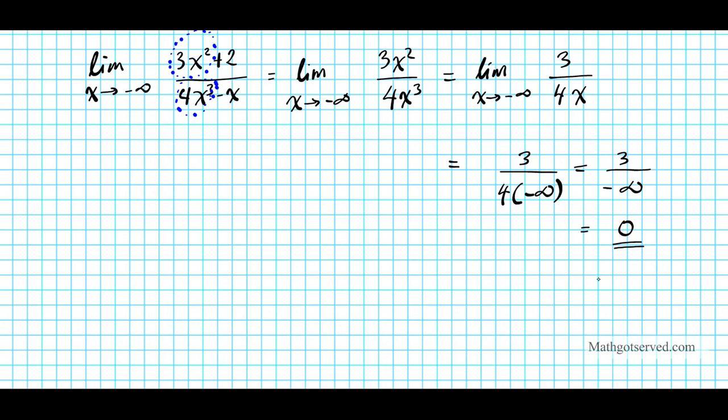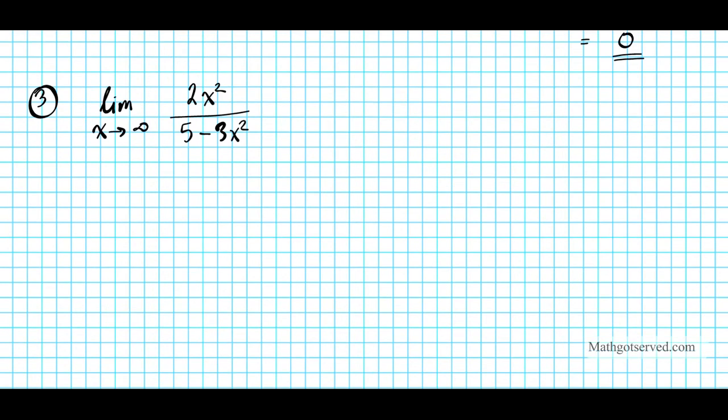All right, let's go ahead and take a look at another example. Question number 3. In this case, we're going to find the limit as x approaches infinity of 2x squared over 5 minus 3x squared. Okay? All right, let's go ahead and do this. Method 1, we're going to use weights.